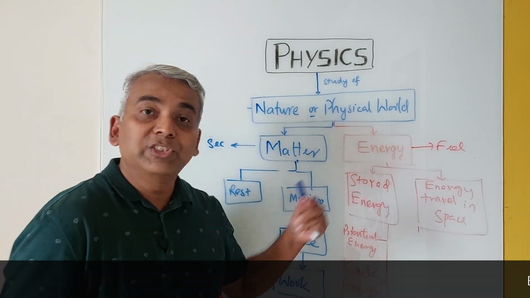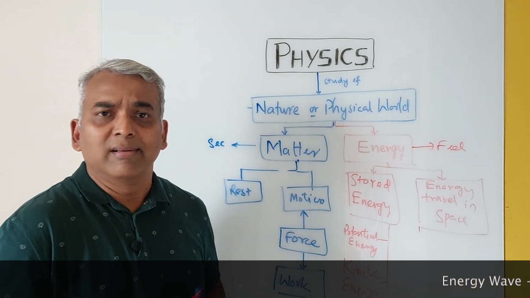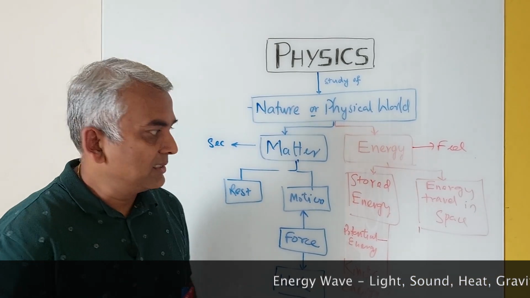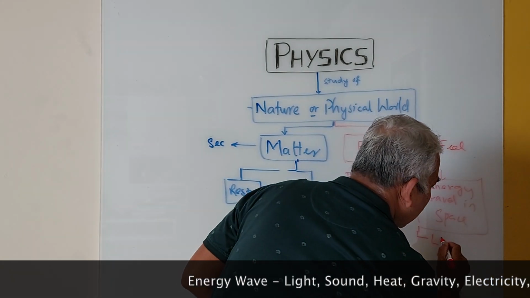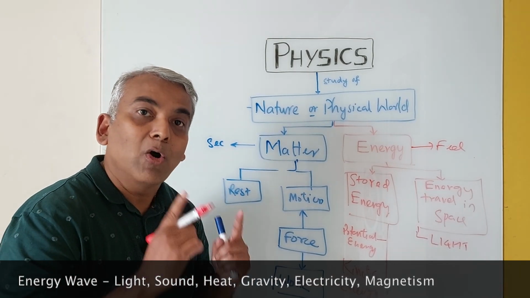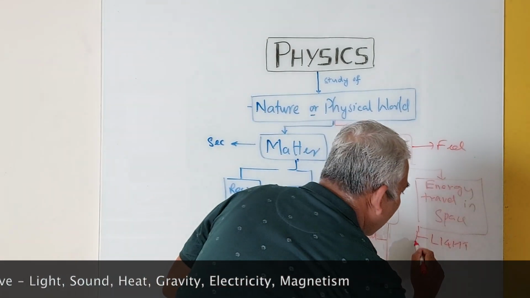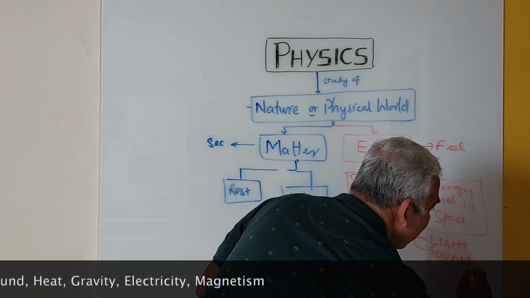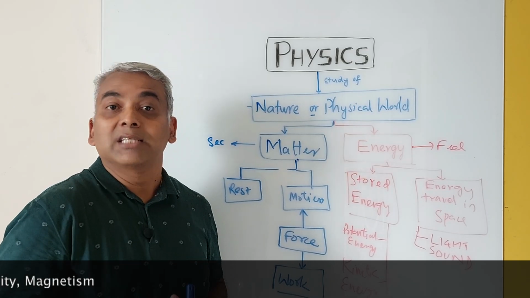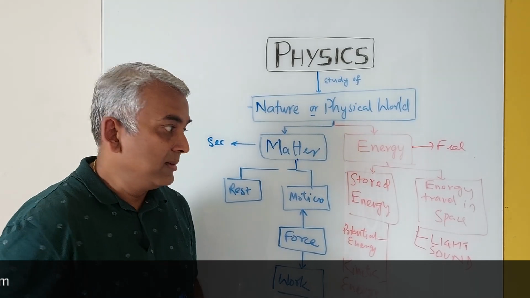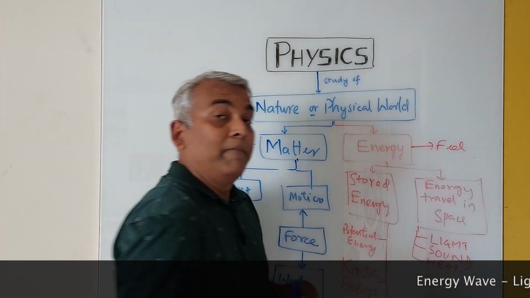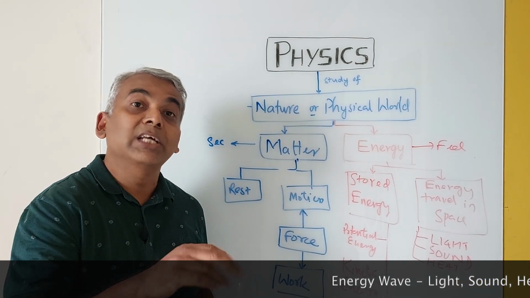Now let's talk about the energy that travels in space. What does it really mean? This is a special type of energy which we cannot see, but we can definitely feel its presence. For example, light. We all know that we cannot see light, but we can see objects in light. Talk about sound. We cannot see sound, but we can definitely feel the sound coming from a piano to our ears. Let's talk about heat. We can definitely feel a hot object when we touch it.